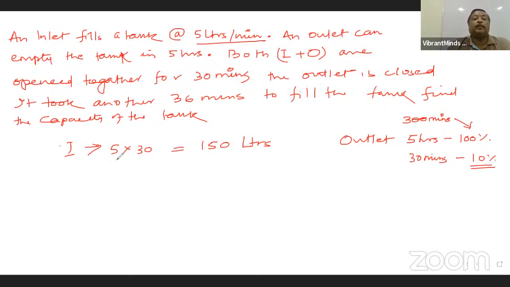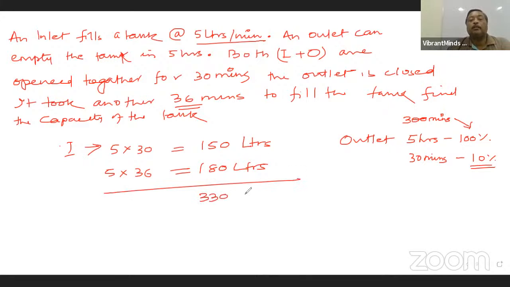So can I say the inlet has worked for 30 minutes with the outlet and 36 minutes alone. So 5 into 36 is equal to 180 liters. So the inlet has pumped how many liters? 330 liters. And the outlet has removed 10%. So this is equivalent to 110% of the capacity of water, because this 10% was removed by the outlet in 30 minutes working with the inlet.